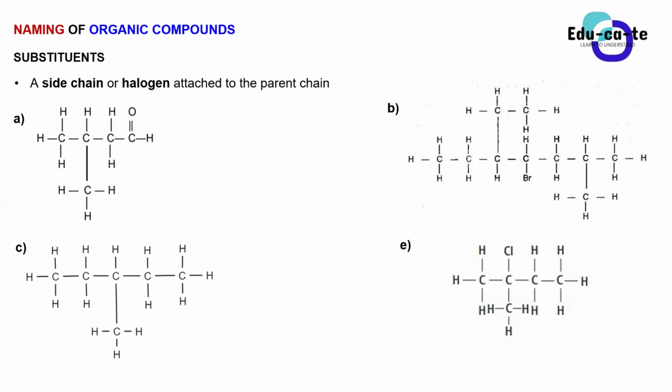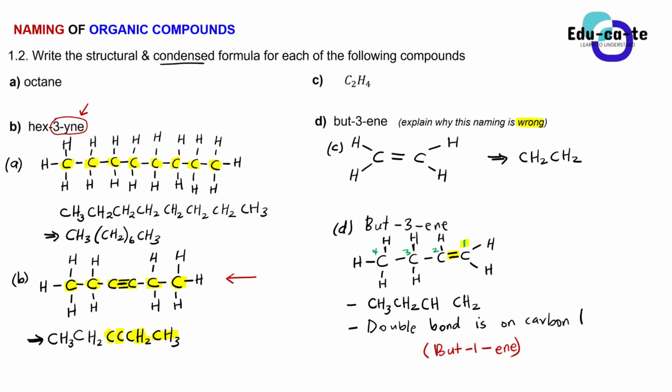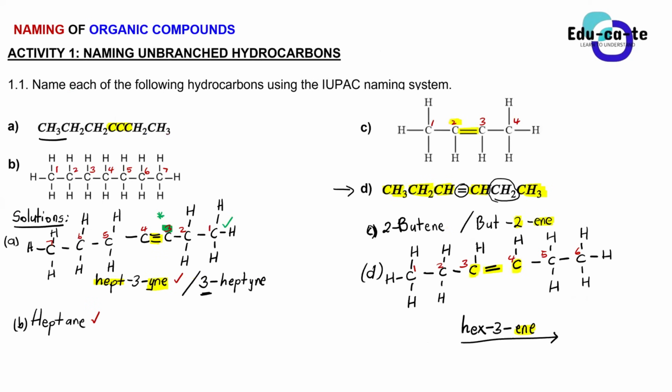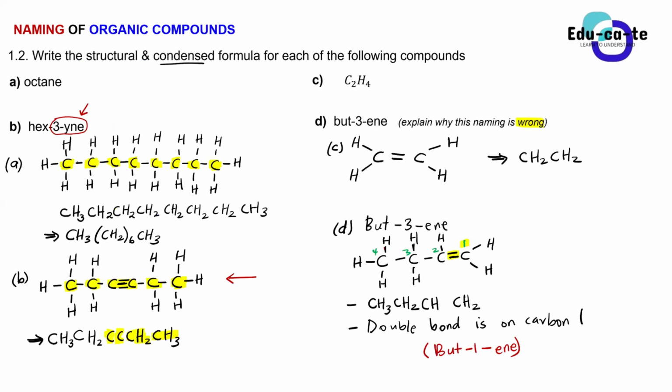Last time we did the naming of unbranched alkanes, alkenes, and alkynes. So we basically did the naming of unbranched hydrocarbons. I still remember we tackled even how to write the structural formula if you have an unbranched hydrocarbon. But now we need to pace up a bit and go to the branched ones.